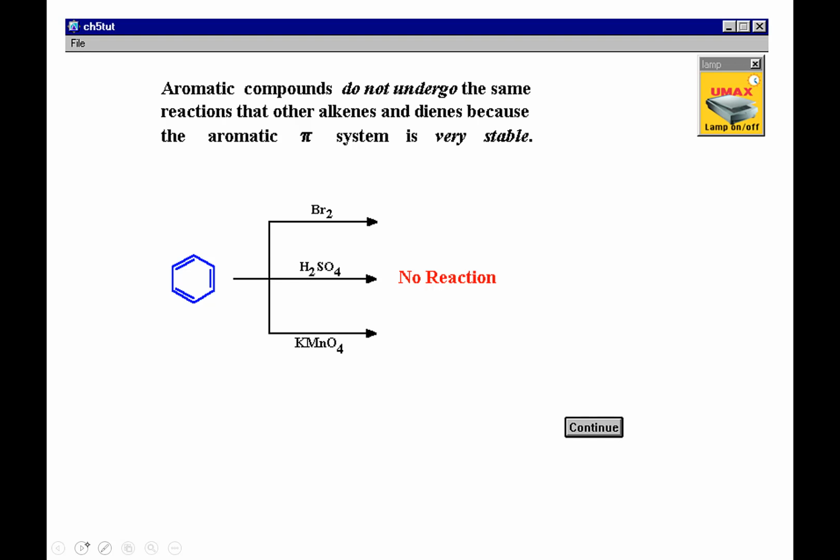So aromatic means that the compounds are super stable and they don't undergo reactions that normal double bonds would. We know that if you take a double bond and add bromine to it, you're going to get addition of two bromines. If you use sulfuric acid, which is basically acid and water, you'd get H plus H2O adding. If you use KMnO4, you would at least cleave the bond or add two OHs. If you take bromine or sulfuric acid or KMnO4 and put it in benzene, nothing happens.